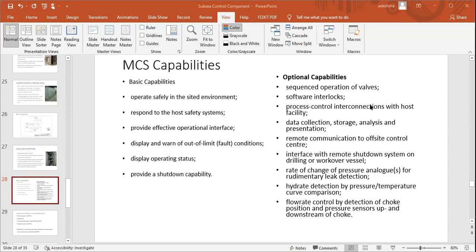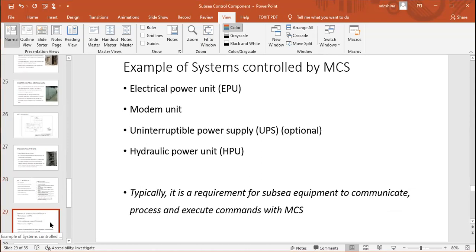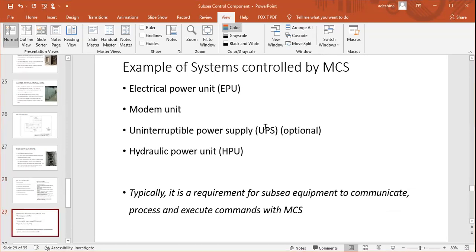Other optional capability is sequence operation of valves, software interlock, process controlled interlock, data collection, data storage, data analysis and presentation, remote communication of offsite control, interface with remote shutdown system, rate of change of pressure analog, leak detection, and flow rate control. All right? So all these are the capabilities of our MCS. So you can see that it's doing a lot for us. Examples of systems that can be controlled by MCS are our electrical power units, our modem units, UPS, and our HPU, all right?